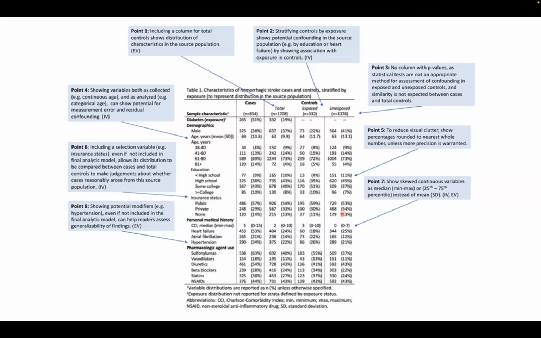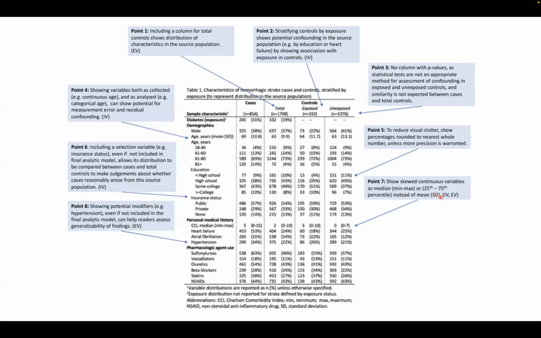And then point 8, I'm actually going to skip over point 7 really quickly because I feel like this is pretty closely related to point 6. Showing potential modifiers, e.g. hypertension or other biologically plausible modifiers, even if not included in the final analytical model, can help readers assess the generalizability of findings. So there's two pieces to this, and it boils down to the internal validity and external validity: including variables that you think are biologically interesting allows you to check the internal validity and the external validity of your population.